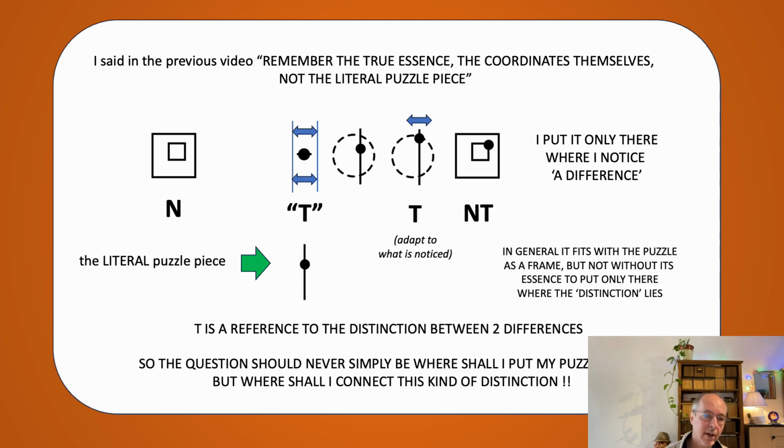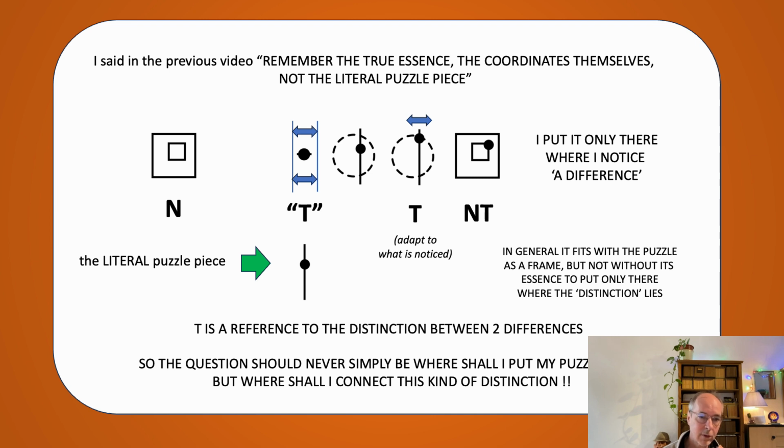As you can see, I already explained with the T, for instance. I have this literal puzzle piece underneath, which I used most of the time. There are rules in it. It is a reference point, and it is correct anyhow. But the real essence underneath is a distinction. And what is the distinction about? It's a distinction between two different elements.